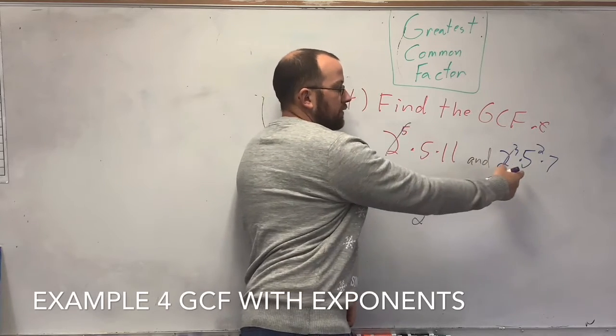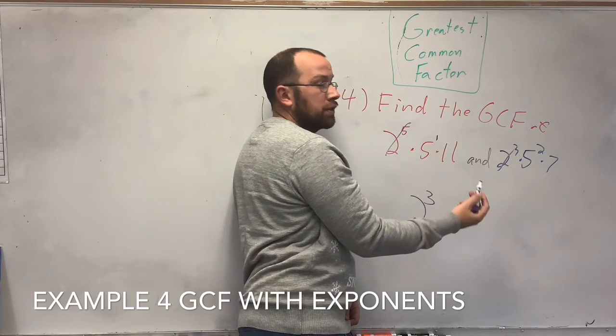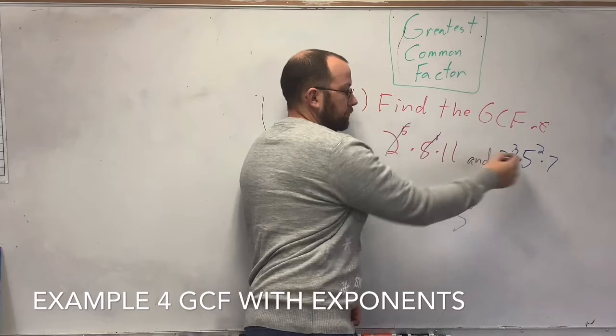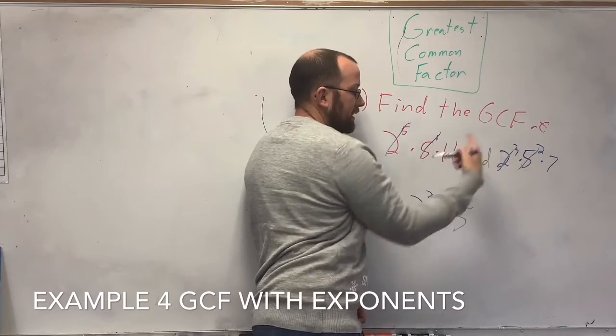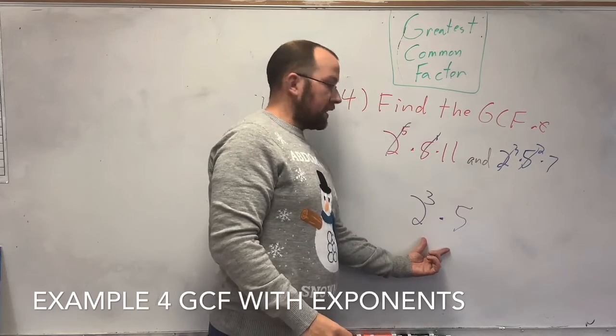This has a 5 as a base, this has a 5 at the base. What's lower? 1 or 2? 1. This has an 11, this has a 7, so we don't put anything else in. So that is our answer.